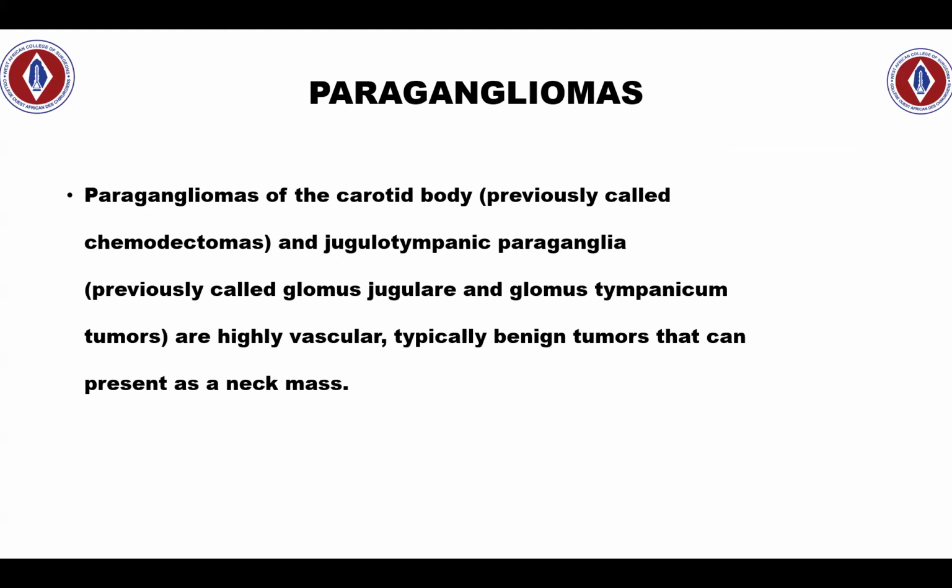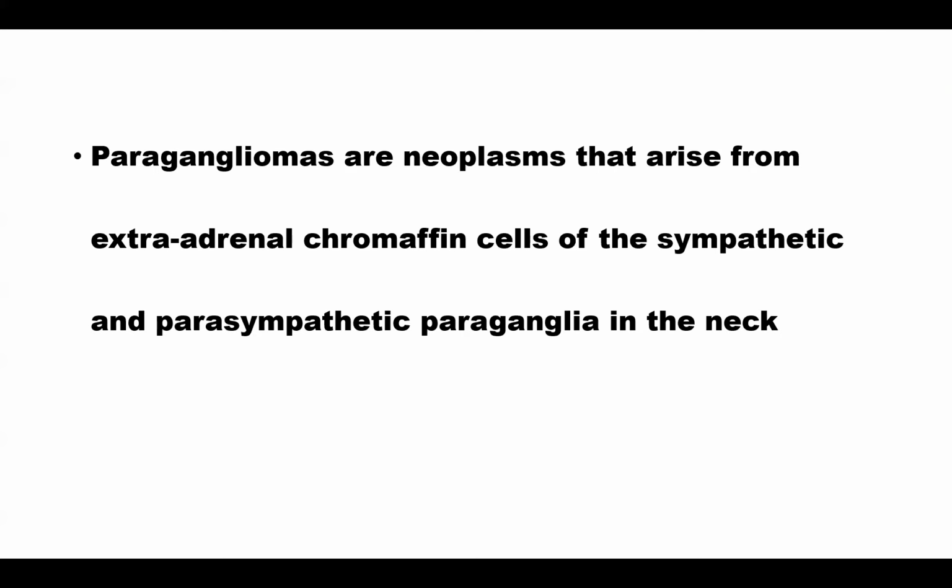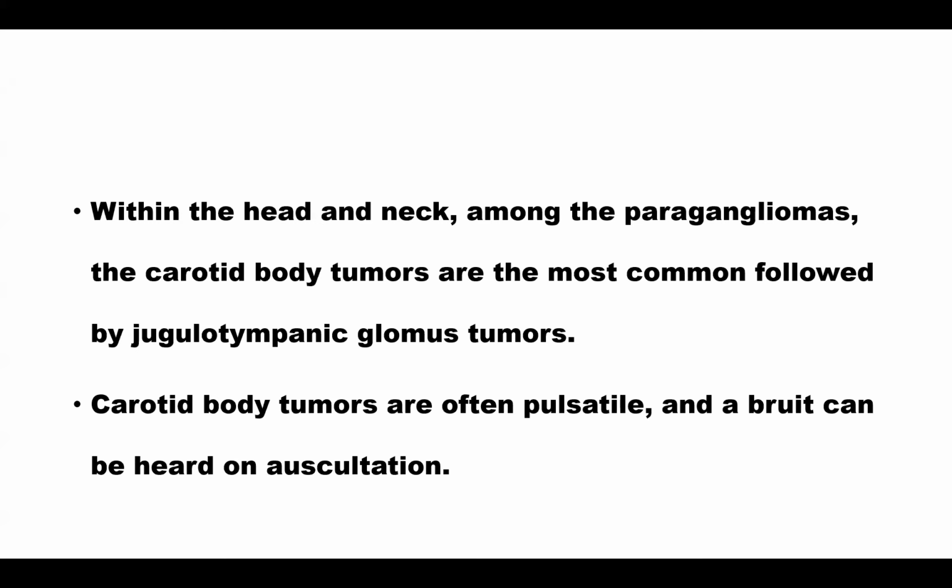Now, another benign lesion we should not forget to mention is paragangliomas. Paragangliomas of the carotid body, previously called chemodectomas, and jugulotympanic paraganglia, previously called glomus jugulare and glomus tympanicum. They are highly vascular tumors, typically benign, that can present as a neck mass. Paragangliomas are neoplasms that arise from extra-adrenal chromaffin cells of the sympathetic and parasympathetic paraganglia in the neck. Within the head and neck, among the paragangliomas, the carotid body tumors are the most common, followed by jugulotympanic glomus tumors.